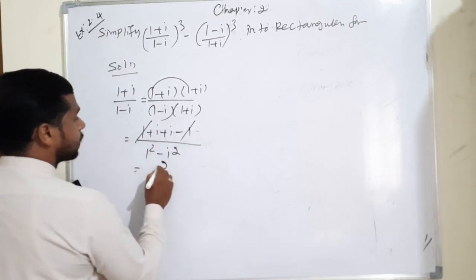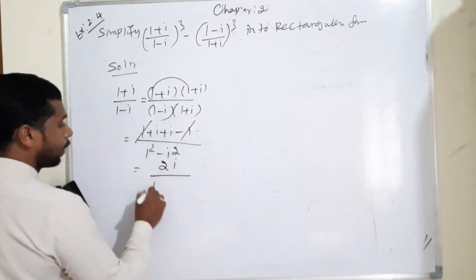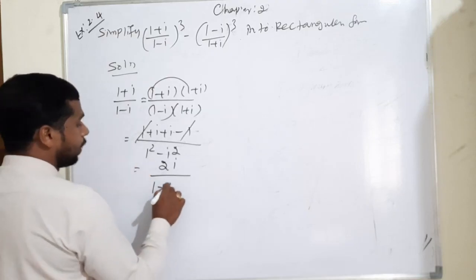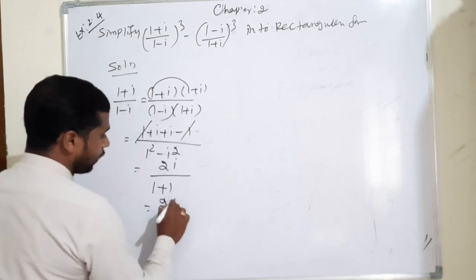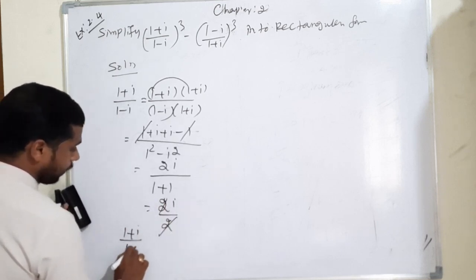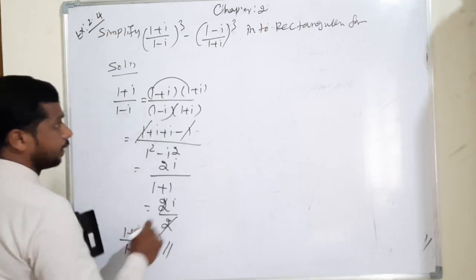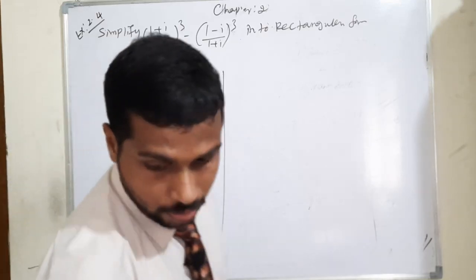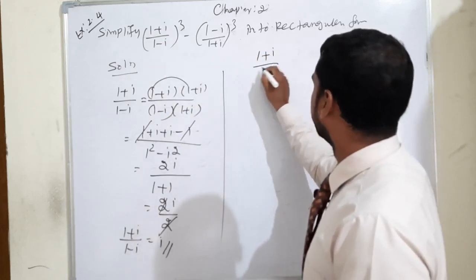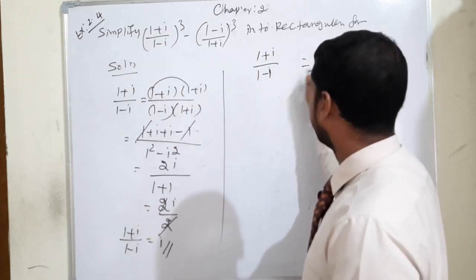Again i plus i means 2i. In the denominator, 1 square means 1, and i square has value minus 1. Therefore, minus into minus is plus. Again 2i divided by 2, the 2 cancels. So 1 plus i divided by 1 minus i is equal to i. Now we actually need the whole cube, isn't it? So, 1 plus i divided by 1 minus i, what answer do we have?